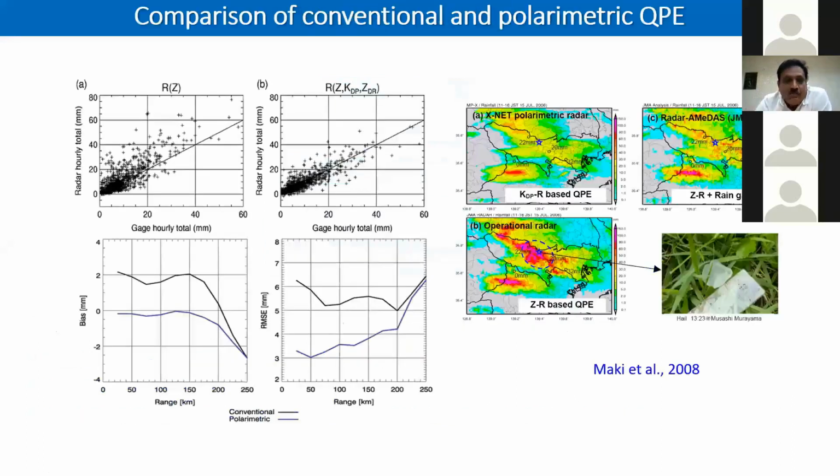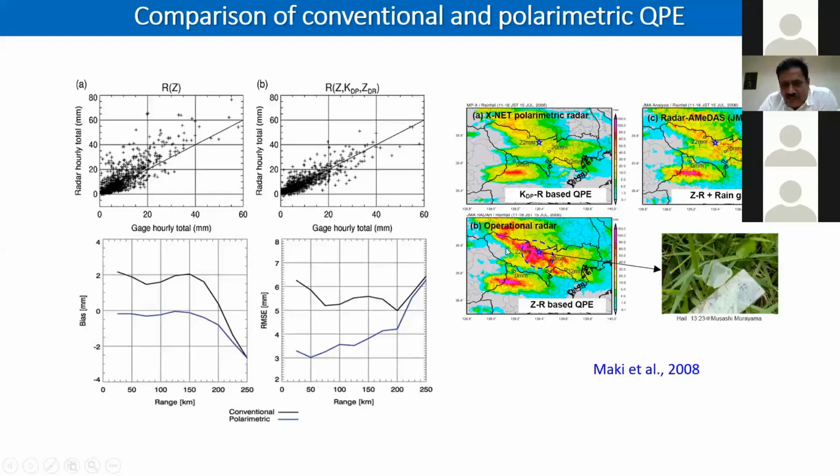So people have tested different relations, and you can see here a simple ZR relation, and then here is a multi-parameter relation, and then this is the bias. If you use a polarimetric radar, the bias is very close to 0, and the RMS is also very small here. Whereas if you use the conventional radar with the ZR relation, you can see the bias itself is very large and the RMS is also large.